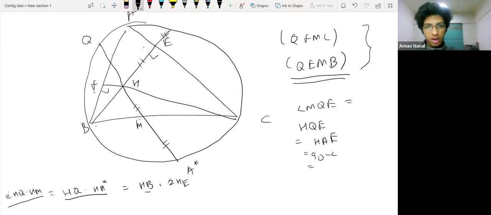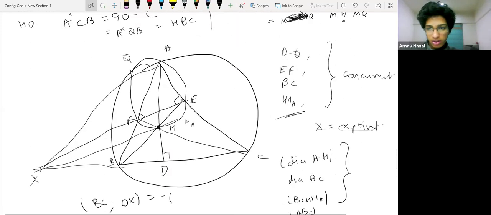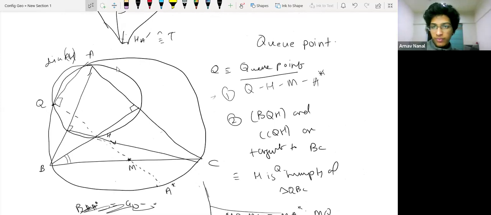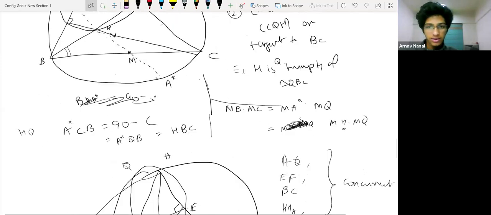Also, someone asked me what I have written beside Q. Yes, I wrote Q. This is Q. Handwriting is certainly better.